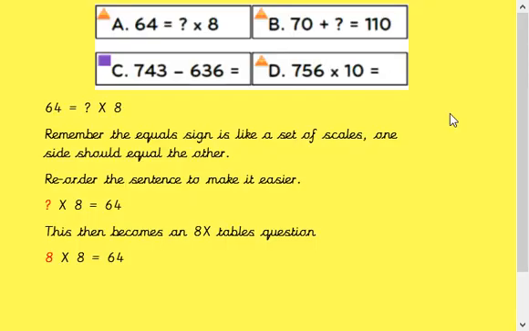Okay, first question this morning is 64 equals something times 8. One thing I will say with this type of question is remember that the equal sign is like a set of scales. One side of the equals should equal the other. You could reorder the question to make it easier. So we could turn it around and make it something times 8 equals 64. I'm then thinking, this is a straightforward 8 times table question. So 8 eights will equal 64. Key piece of information: what is on one side of the equal sign should balance the other.